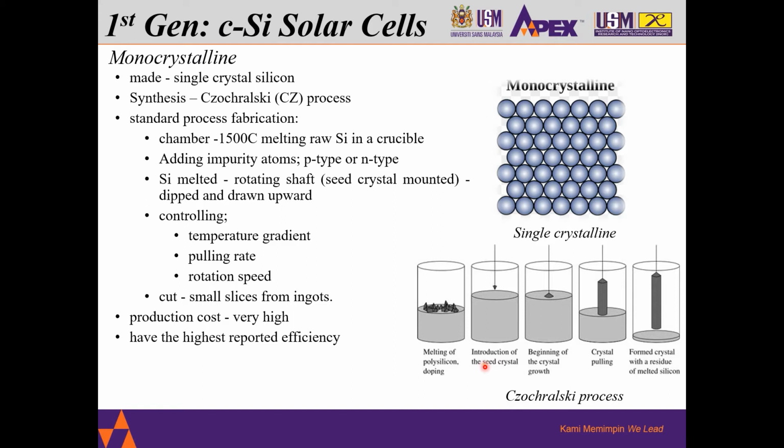The silicon is melted, and a rotating shaft with a seed crystal mounted is dipped in and drawn upward. This process requires controlling the temperature gradient, pulling rate, and also the rotation speed. After that, the sample is cut into small slices from ingots. However, the cost of this single crystalline fabrication process is very high, and it also has the highest reported efficiency.